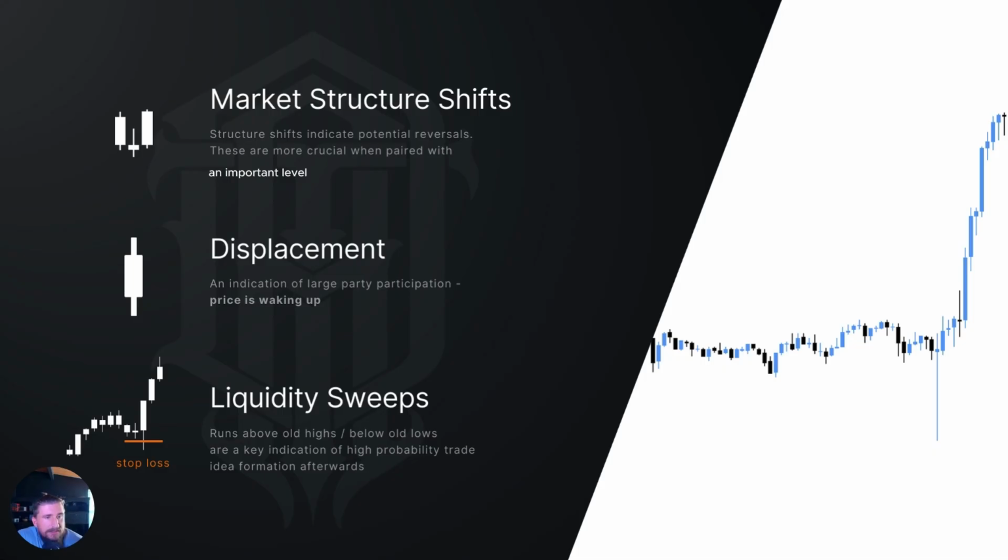So to recap, we want to consider market structure shifts as a potential sign for reversal. These are the most crucial when they are paired with an important level, such as an old high or an old low that has been swept. If we see a market structure shift that forms after that, we can expect a high probability trade. We also want to be thinking about markets in terms of displacement. When we see large volatility in one direction, these broad expanding candles, we can understand that price is waking up. We also want to consider the concept of liquidity sweeps when we're reading price action. Runs above old highs or under old lows are a key indication that a high probability trade is likely to form afterwards.